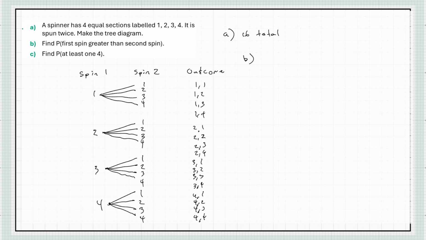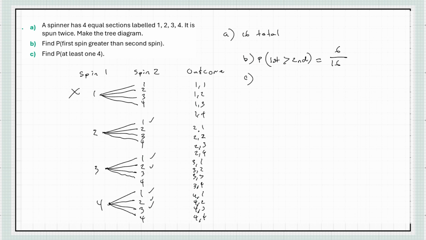Now let's look at B. So find the probability the first spin is greater than the second spin. First greater than second. So it's something out of 16, but how many of these are favorable events? So in our first group here, 1 is greater than none of them. In our second group, 2 is greater than one of them. In our third group, 3 is greater than 2 of them. In our fourth group, 4 is greater than 3 of them. So we have a total of 6 favorable outcomes out of 16.